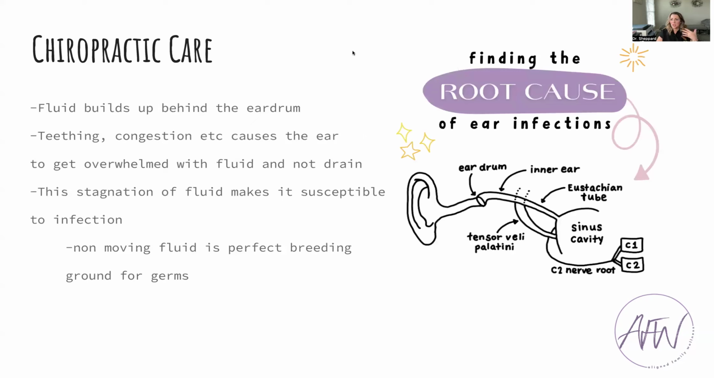So what happens when your kiddo gets sick and gets an ear infection? Fluid builds up behind the eardrum in the middle ear. Teething, congestion, they all cause the ear to get overwhelmed with fluid and not drain. You'll see a lot of kiddos who are teething get ear infections because everything kind of swells in there. So the stagnation of fluid is what makes it susceptible to the ear infection. Fluid itself is not infection. Stagnated fluid can be kind of gross and can lead to infections. Like we talked about before, that bucket of water, that non-moving fluid, is a perfect breeding ground for germs.